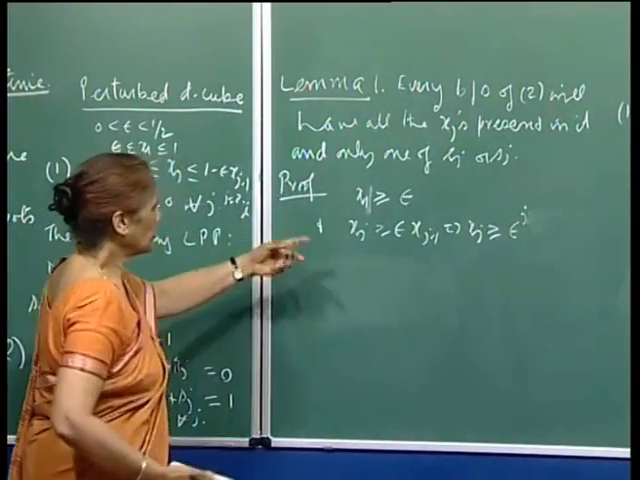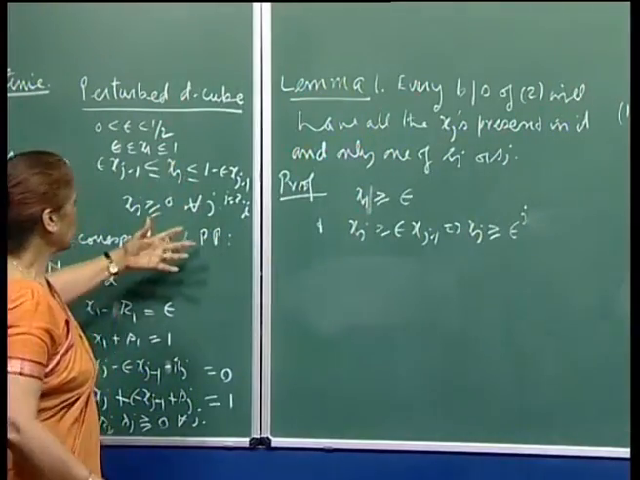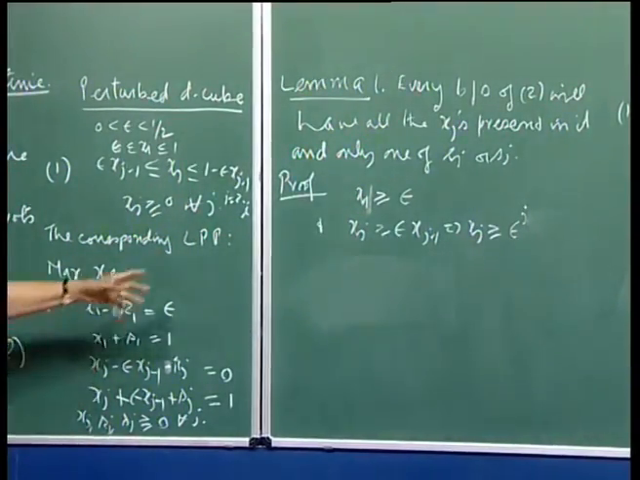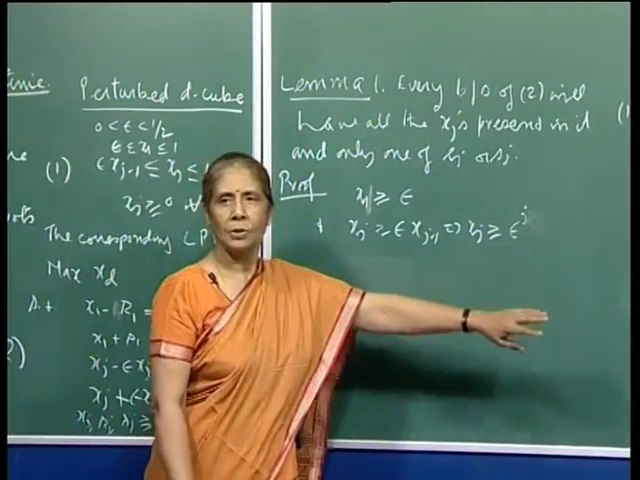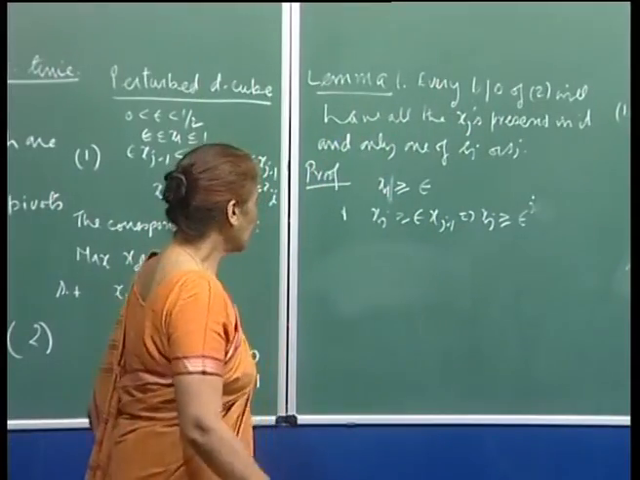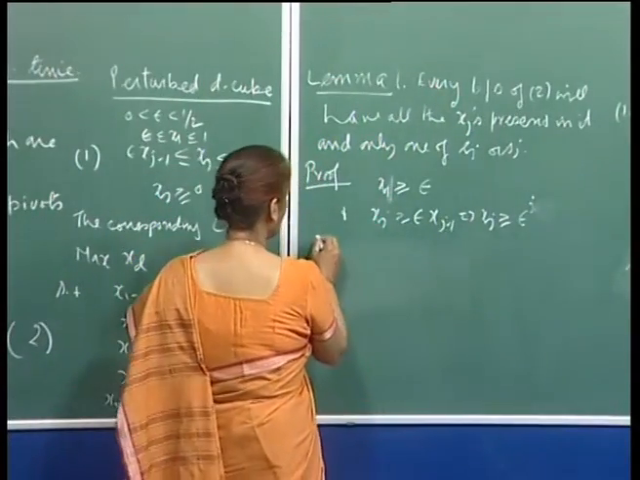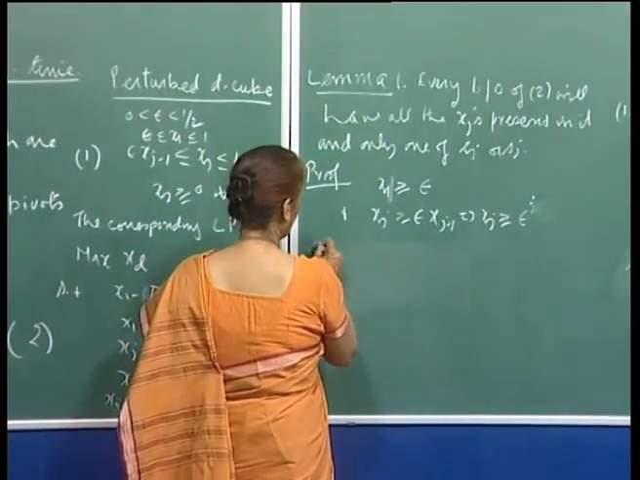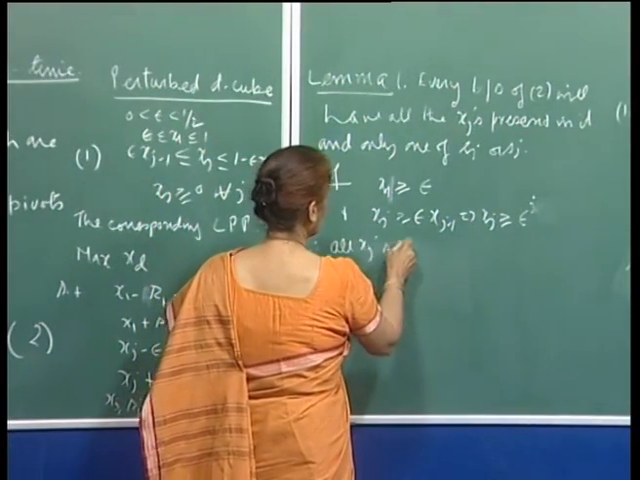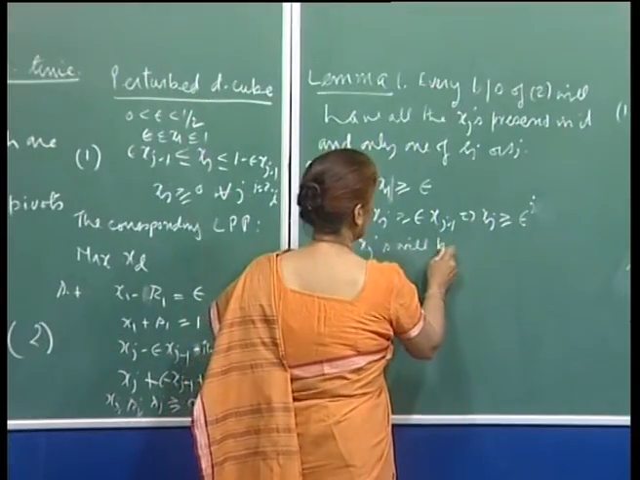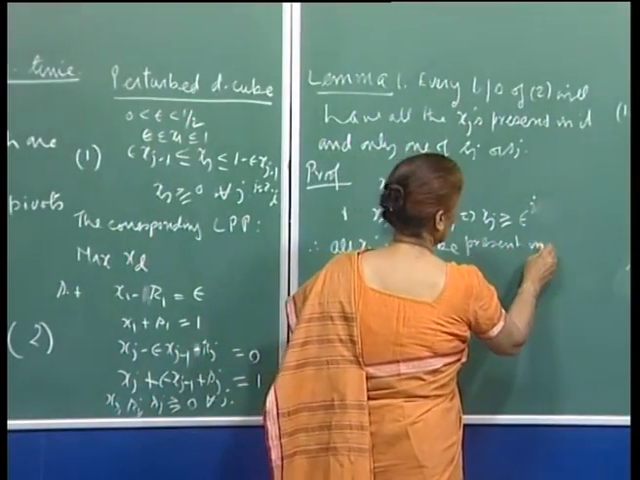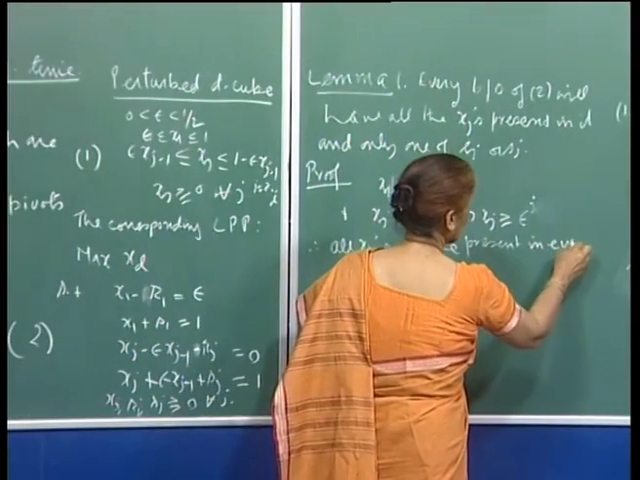So, therefore, you have shown that all xj's in any basic feasible solution, any feasible solution satisfying these constraints, will be greater than or equal to epsilon j. So this implies that all xj's will be present in every basic feasible solution.